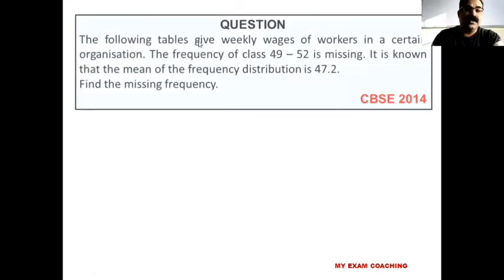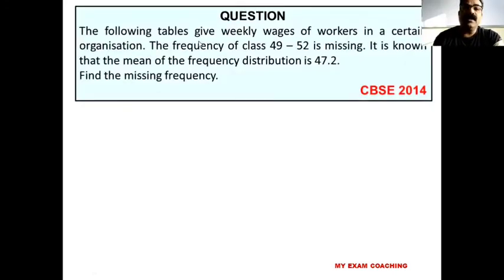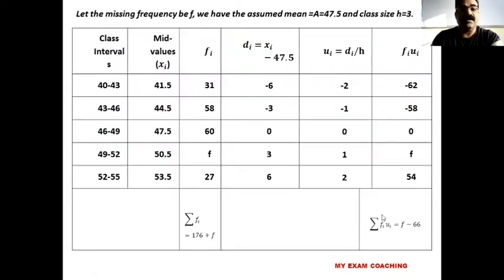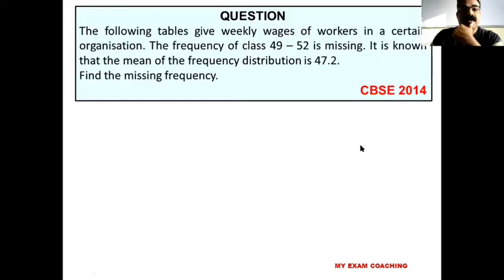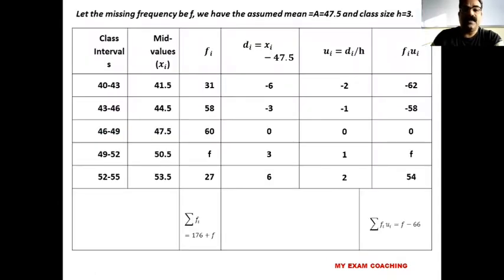The first question says, the following table gives weekly wages of workers in a certain organization. The frequency of class 49 to 52 is missing. It is known that the mean of the frequency distribution is 47.2. Find the missing frequency. So let us solve this question.